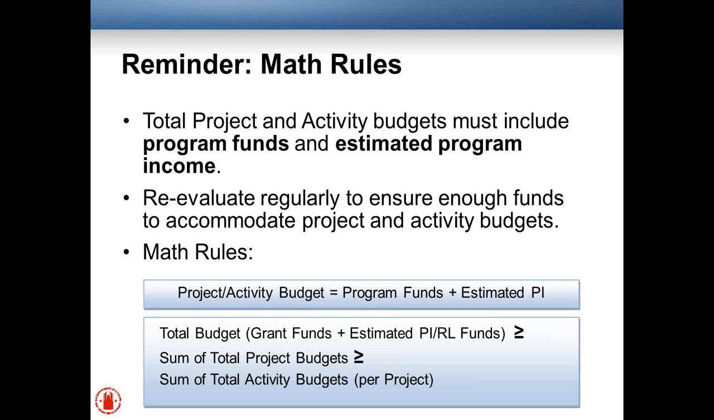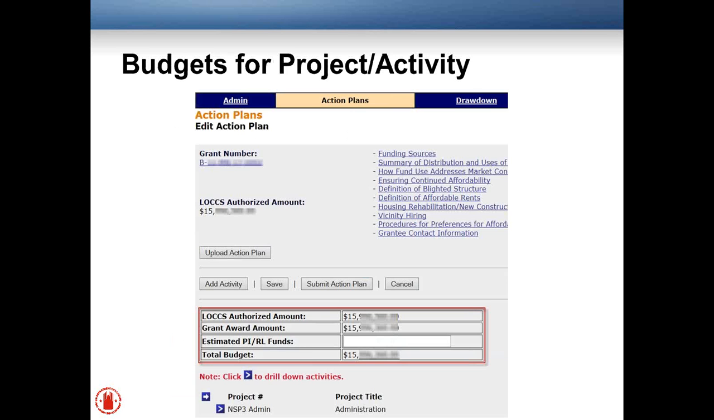So both your project and your activity budgets must include program funds and estimated program income. Okay? So you literally put that at the project and at the activity line item where you have a budget. You've got to include both your project funds and your estimated program income. And so if you look down, I have your total budget, which is, again, your grant funds plus your estimated PI or revolving loan funds, greater than or equal to the sum of the total project budgets, and that's greater than or equal to the sum of the total activity budgets per project. Again, important math rules you can remember in DRGR.